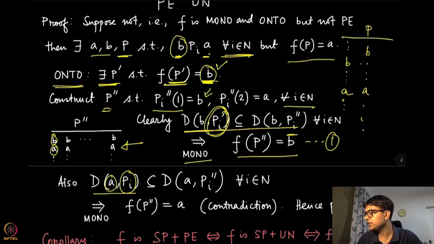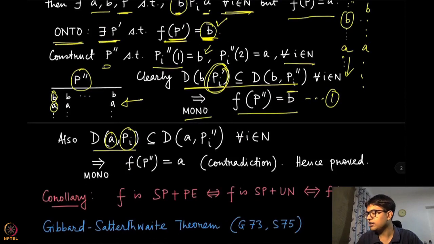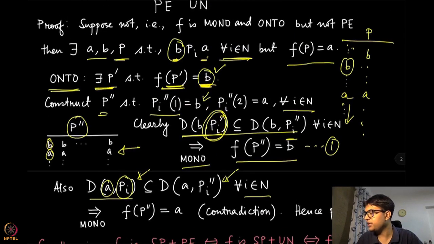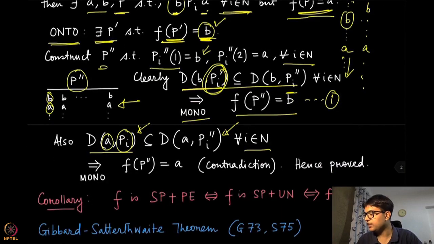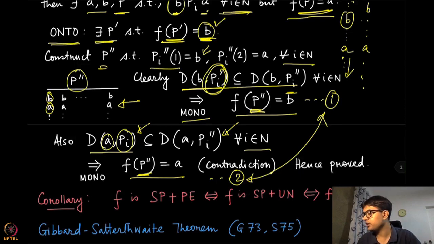So if that was the case, in P double prime, in this preference profile, what we are doing is flushing B and A onto the top, which means all the other alternatives are falling below A. So A's dominated set is getting weakly larger in this P double prime for all the agents. Therefore, because in F of P the outcome was A, it must be the case that in F of P double prime the outcome should also be A. And that is a contradiction. Let's say this is 2, then 1 and 2 are in contradiction, because they are the same preference profile but lead to two different alternatives.